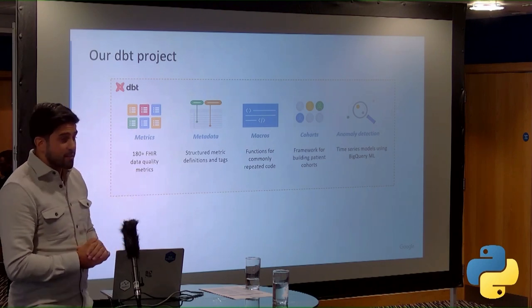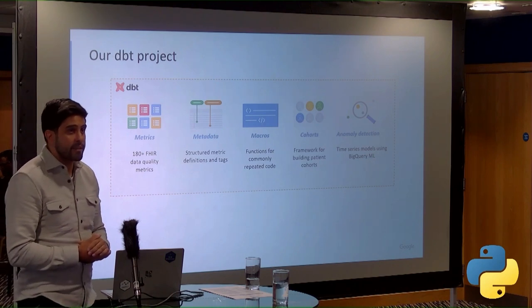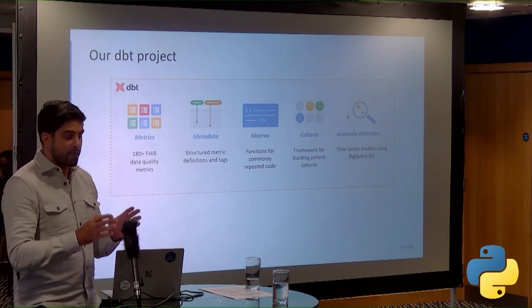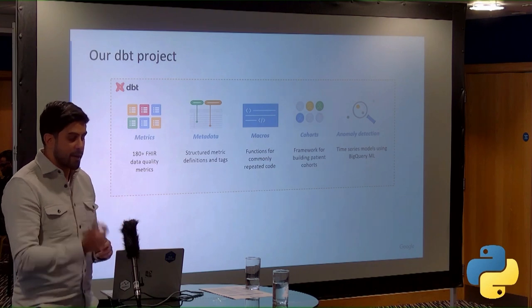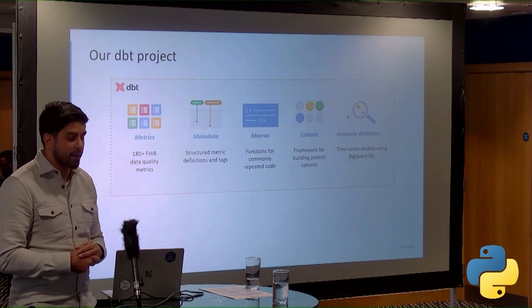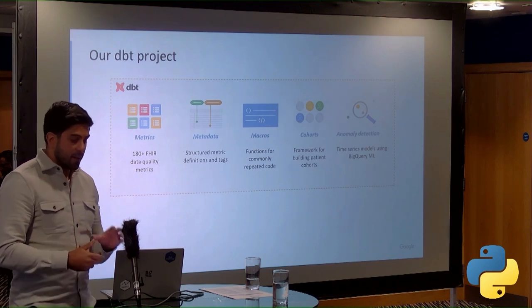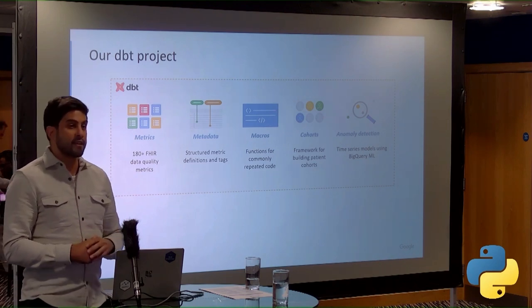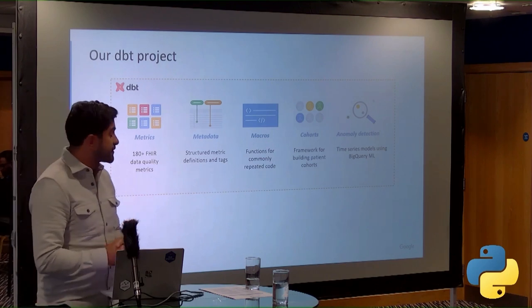Documentation, I've already stressed the importance of that, so that's where the metadata comes in. So dbt is excellent for providing a very structured way of defining metadata for metrics and tagging metrics, which makes it a lot easier for debugging and investigating. In the middle, we have macros, and these are really the most powerful part of this.